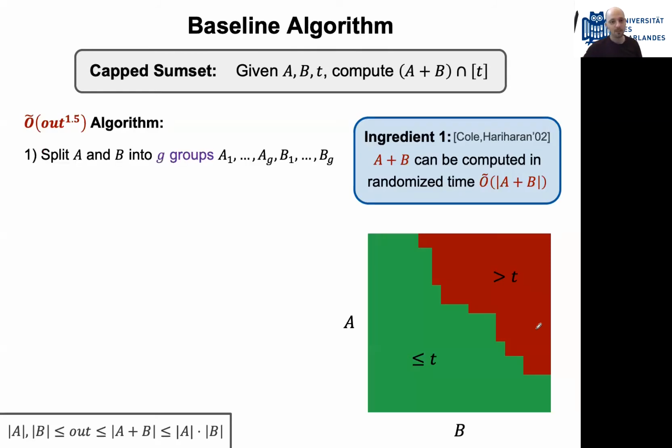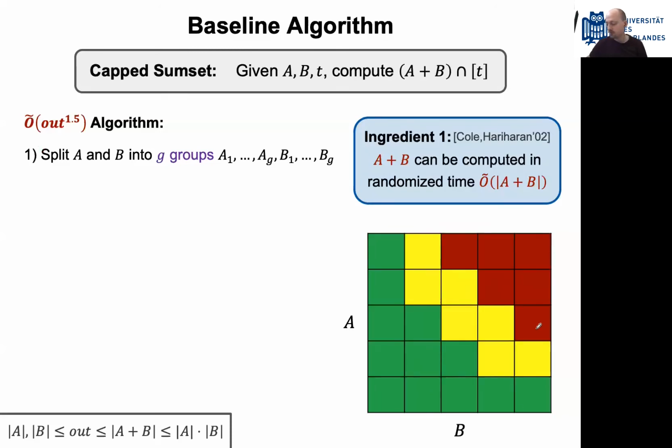Okay, what do we do? We split A and B into G groups. So those are the groups in B and groups in A. This gives rise to pairs of groups, these boxes here. And I'm marking a box green if all the sums within the block are below T, I'm marking a box red if all the sums are above T, and yellow if some are below and some are above T.